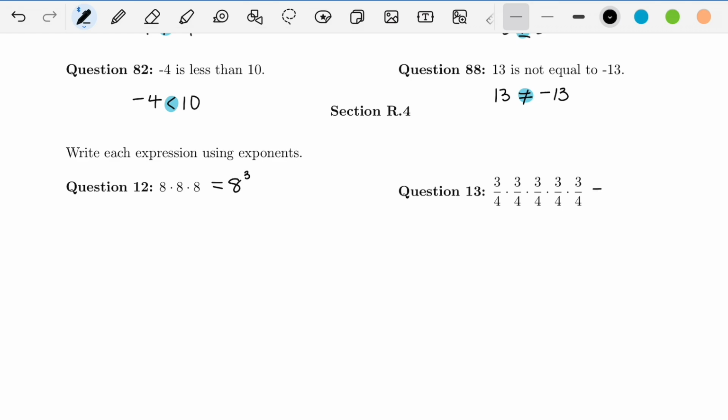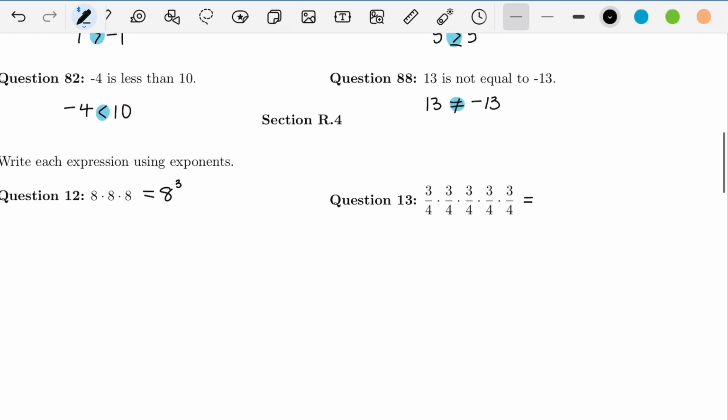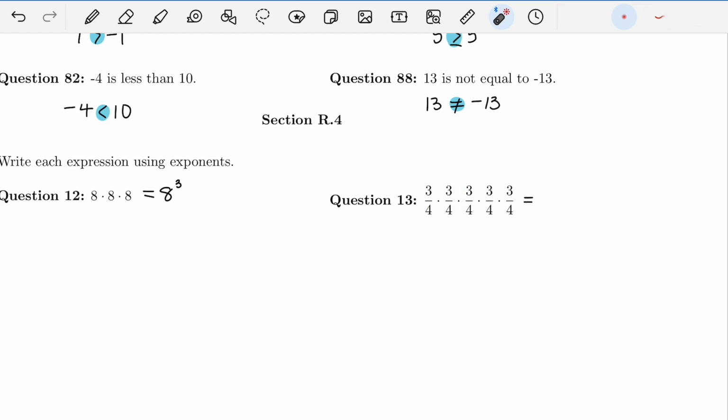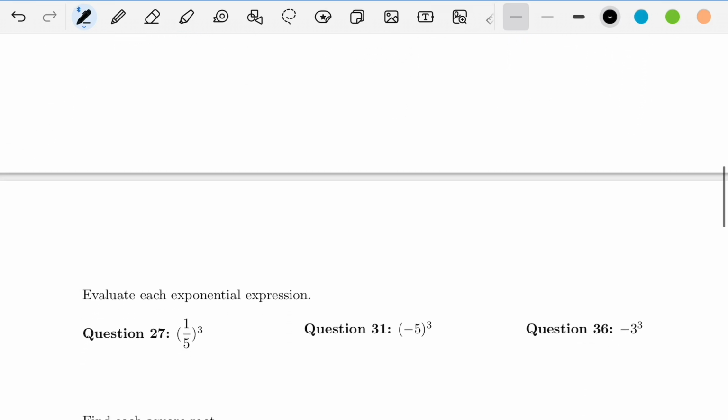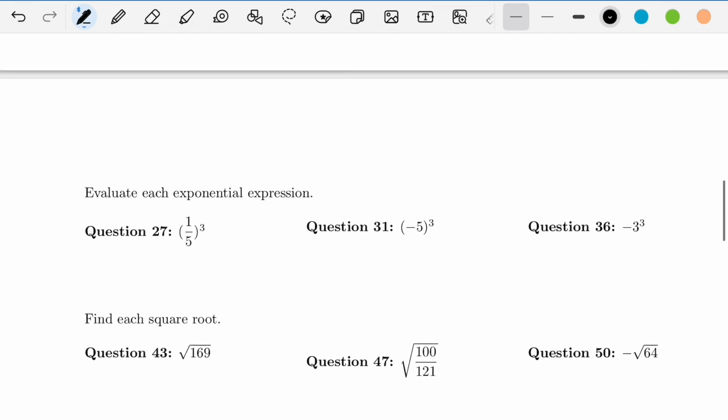Now for question 13 here, we have 3 over 4 times itself, and we have that 5 times. So we can just write this as 3 over 4 to the 5th power. Alrighty, let's move on to these questions here. Now what we want to do is evaluate these exponential expressions.